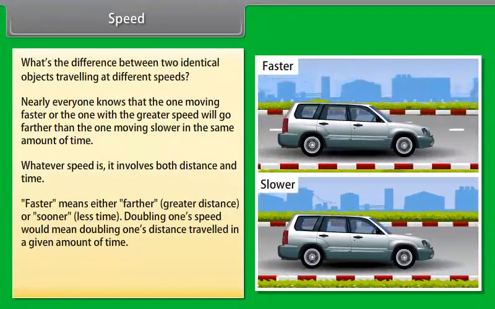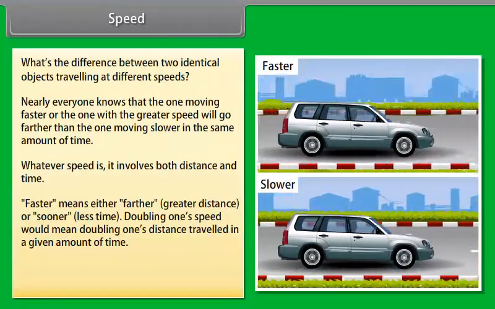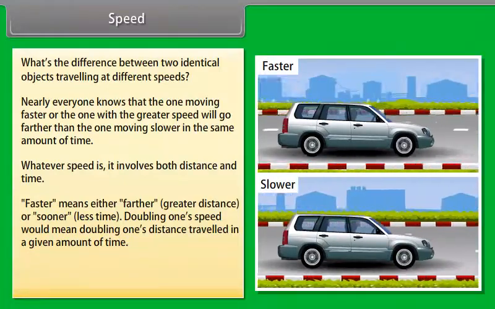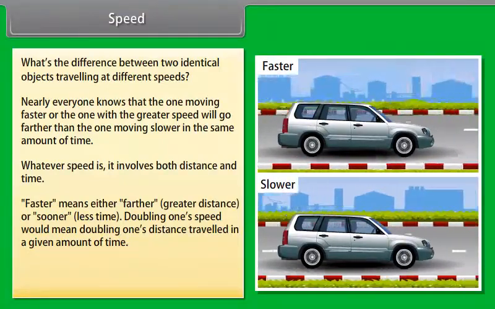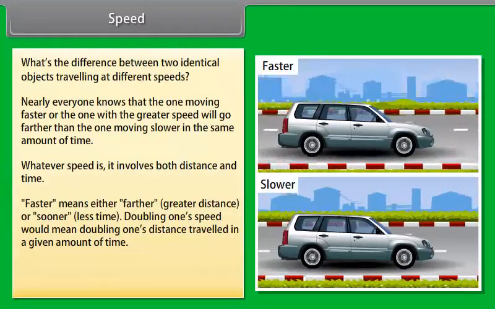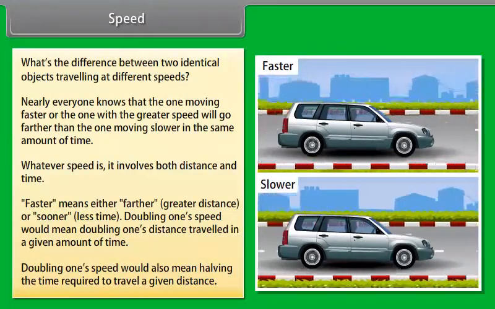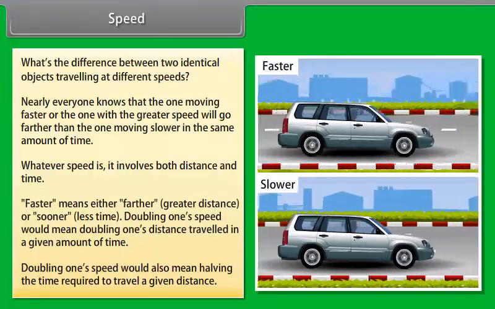Faster means either farther, a greater distance, or sooner, less time. Doubling one's speed would mean doubling one's distance traveled in a given amount of time. Doubling one's speed would also mean halving the time required to travel a given distance.